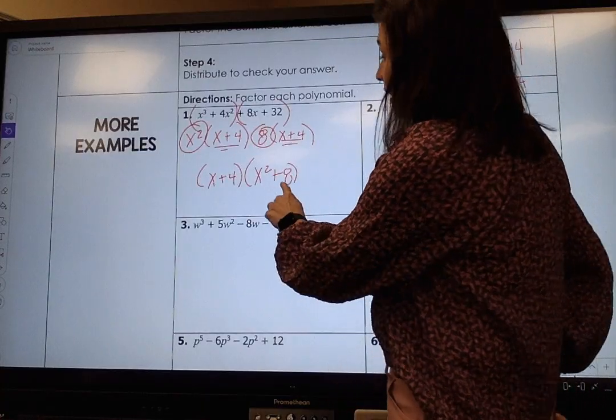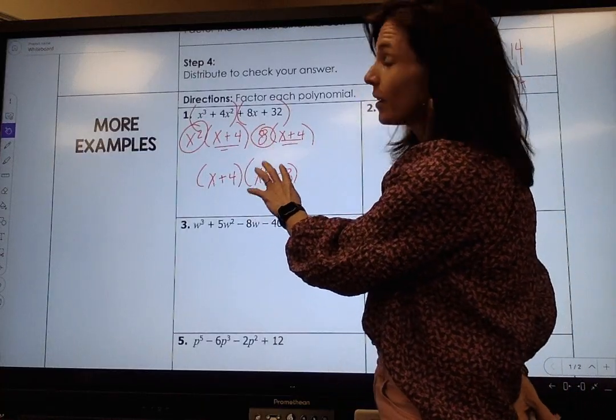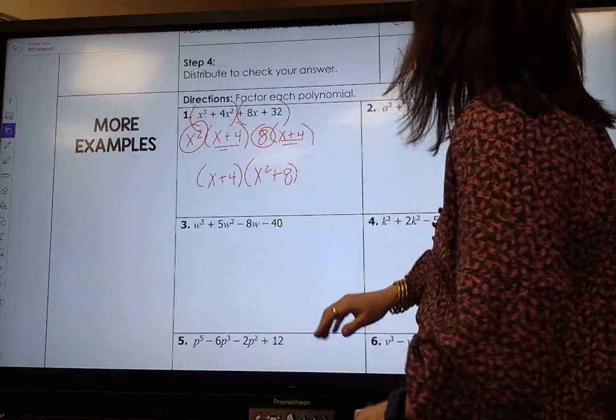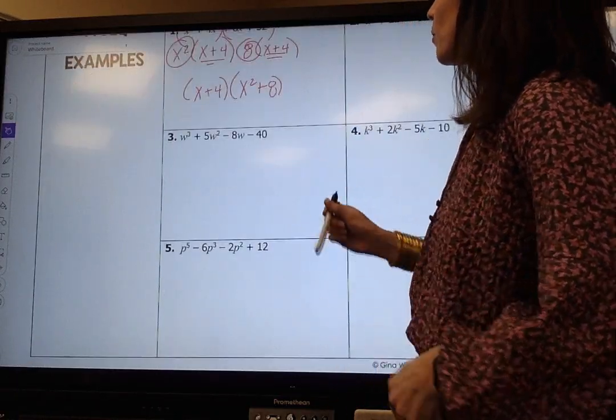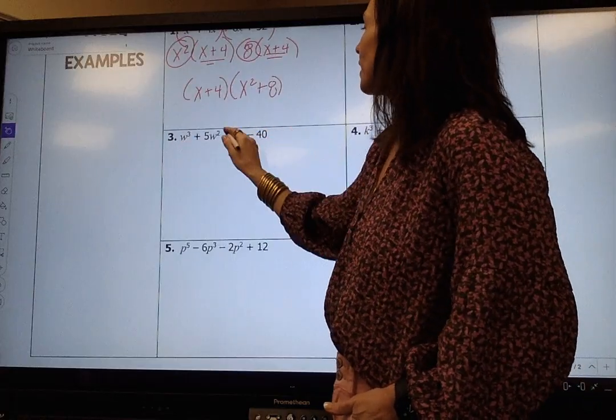Now, if this were a difference of squares, well, I'll wait till we get there. Okay, so, and then of course I can check my answer. All right, let's look at number 3. So they're in descending order.